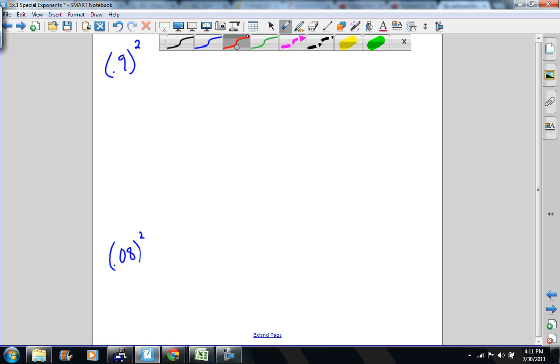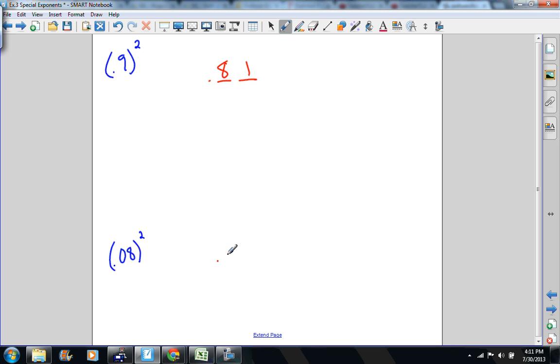So for this one, there will be 2 decimal places. So 1, 2. 9 times 9 is 81. There are no zeros to put in, so we're done. Now at the bottom, there will be 4 decimal places. 1, 2, 3, 4. And so 8 times 8 is 64. And there will be 2 zeros here and here. So 0.0064. And this will be 0.81.